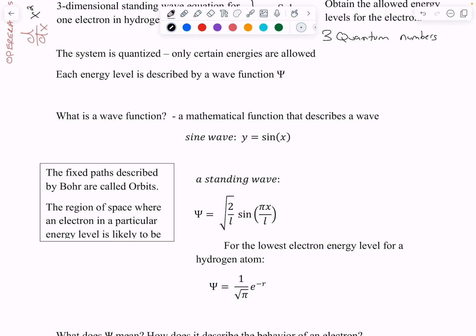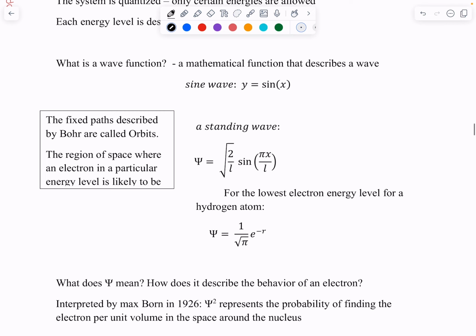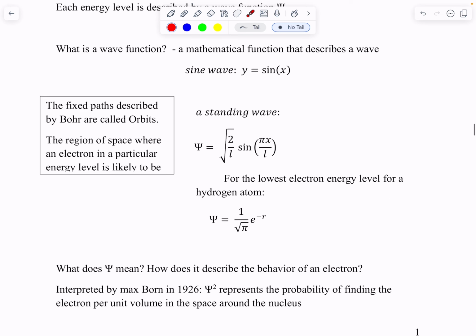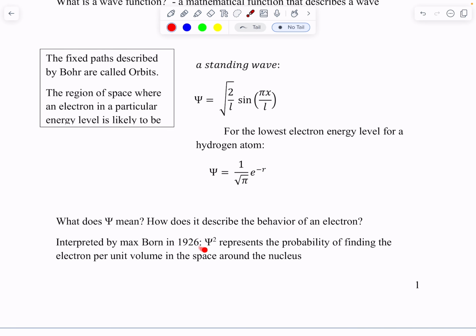Wave function is like y equals sine x. And so the standing wave there's the wave function for the lowest energy level for a hydrogen atom. Right? Now, the fixed paths described by Bohr are called orbits. And so we have these things called orbitals that we'll talk about. It's the region of space where an electron in a particular energy level is likely to be. We care about this guy right here, psi squared. All right? And that's where the probability of finding the electron is.